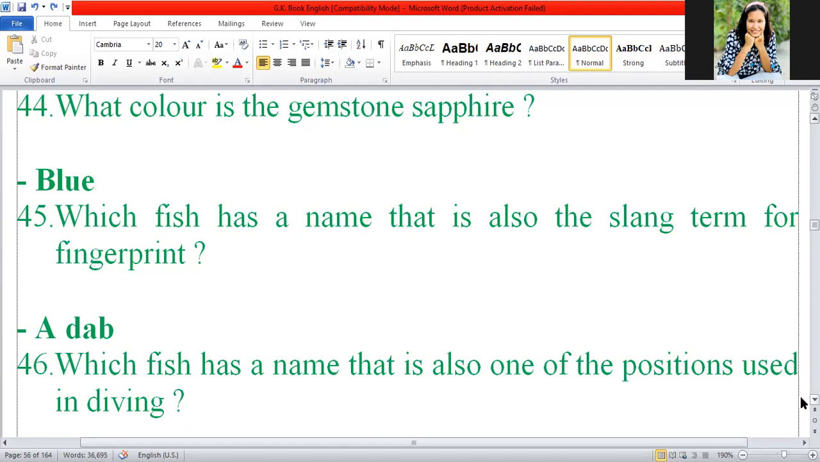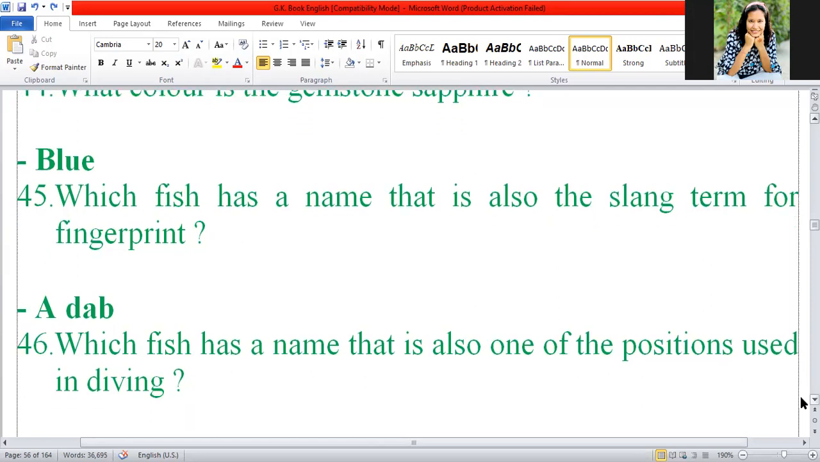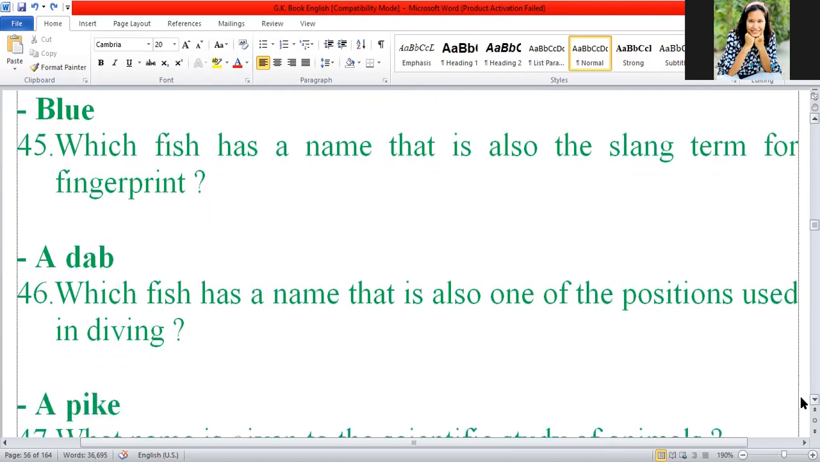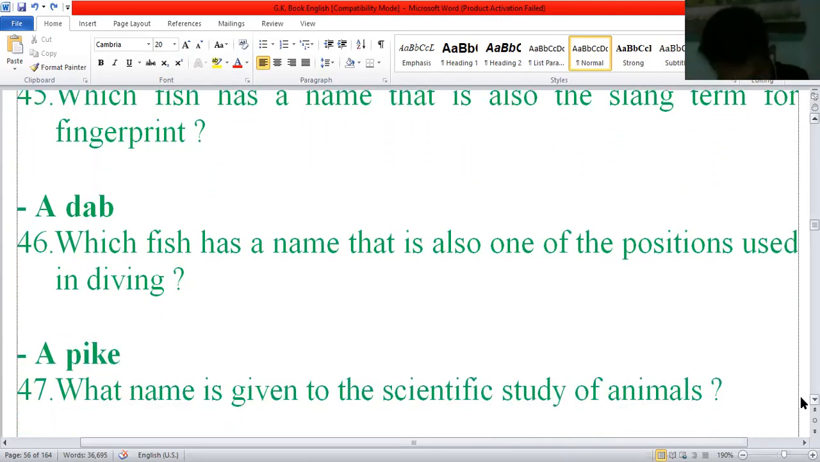dab. Yeah. Similarly question number 46 goes like this: which fish has a name that is also one of the positions used in diving? Pause. Umesh, I have no idea sir, anything. Pratima. Okay, and the right answer is pike.